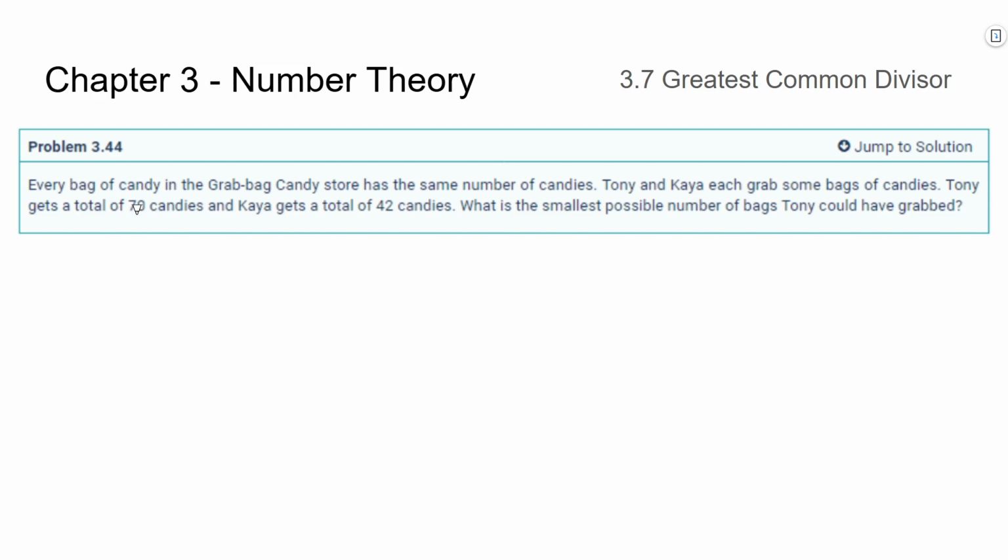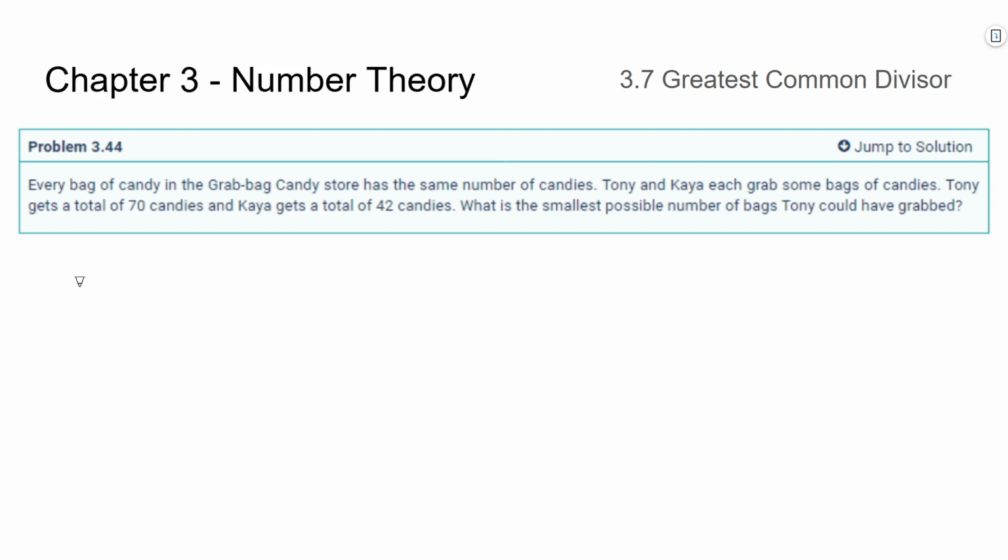So in order to grab a bunch of bags that equal 70, each bag has to have some divisor of 70 in it. And it also has to be a divisor of 42. So there can't be 70 candies in each bag, for example. The possibility that Tony only got 1 bag that happened to have 70 candies isn't possible, because Kaya only got 42. So even if she only got 1 bag, she'd have more than 70. Hopefully that sort of makes sense.